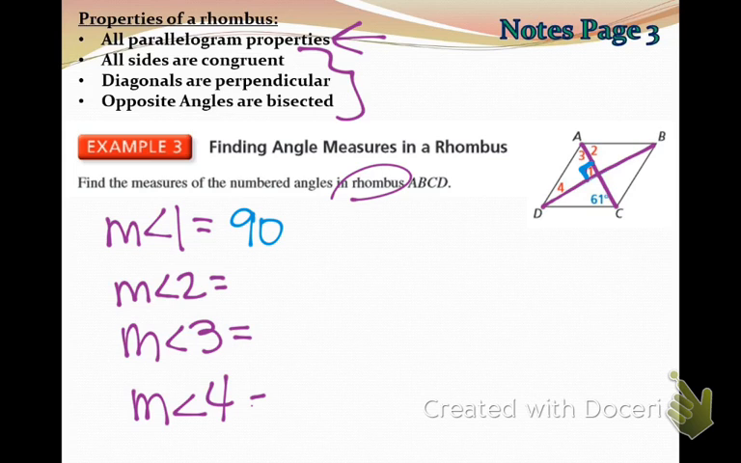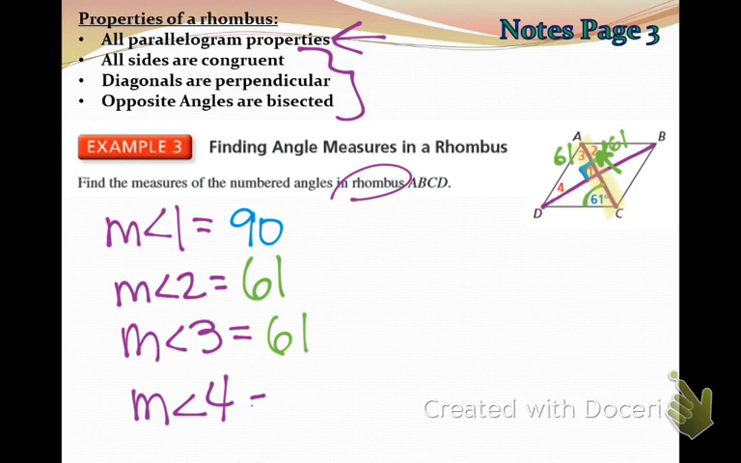The measure of angle 2, what relationship does 61 have with the measure of angle 2? Alternate interior, which means they are congruent, so the measure of angle 2 is 61. We also learned, to find angle 3, that diagonals bisect angles. So if this piece of angle A is 61 degrees, what does angle 3 measure? 61 degrees. Again, this is only on a rhombus, not on a regular parallelogram.